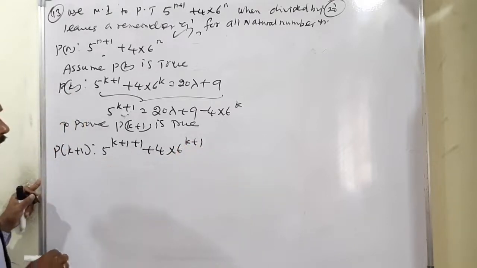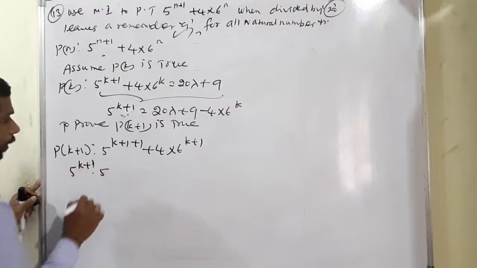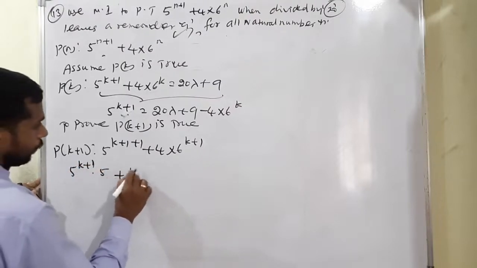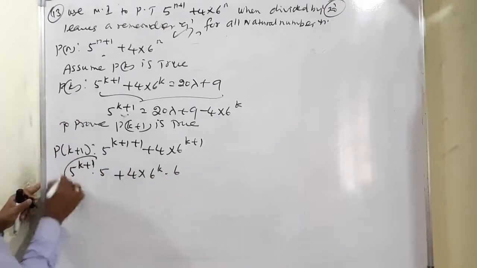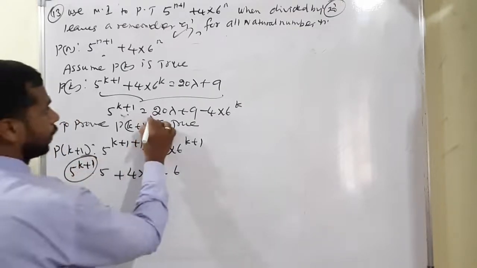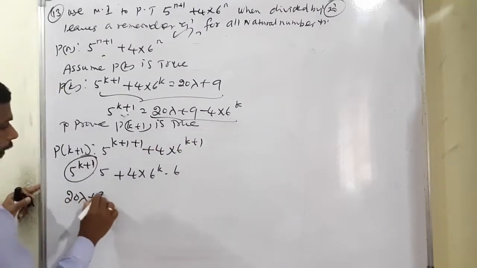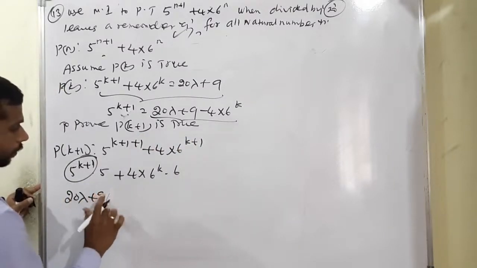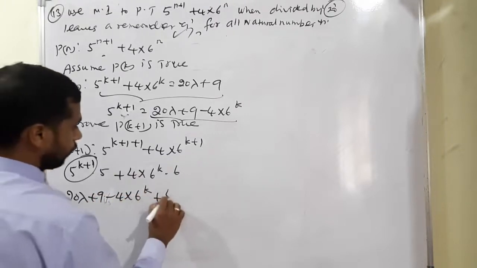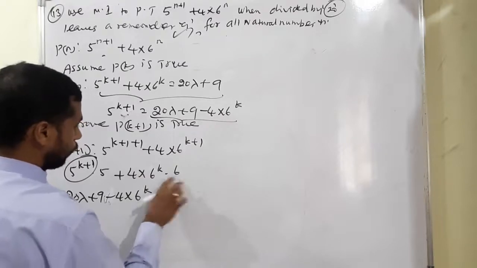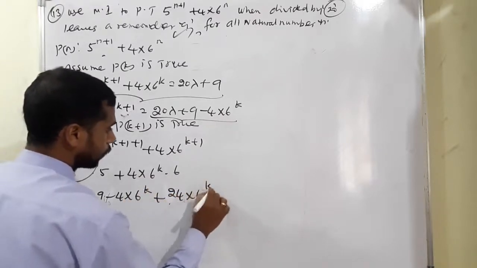According to the law of indices, we can split now 5 to the power k plus 1 into 5, then plus 4 into 6 to the power k into 6. Instead of 5 to the power k plus 1, we can write it 20 lambda plus 9, minus 4 into 6 to the power k plus 4 into 6, which means we can write now 24 into 6 to the power k.